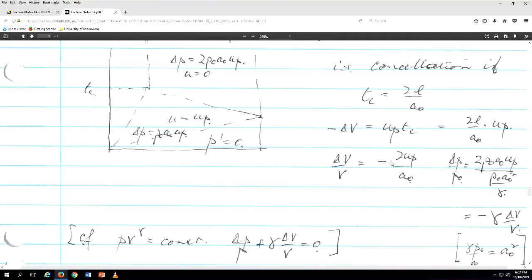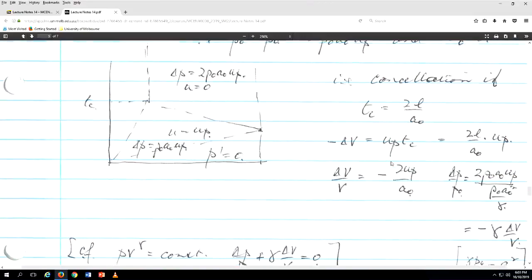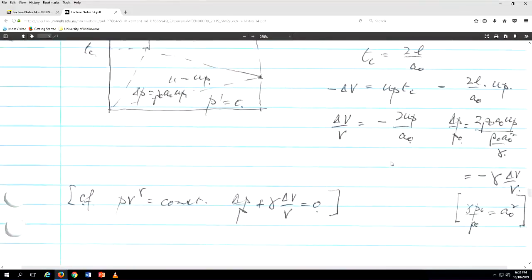So you'll know that for an isentropic compression, PV to the gamma is a constant. So if I take logarithms and differentiate, I get dP over P plus gamma delta V over V is equal to 0 for small quantities when I differentiate. So that says that the gamma, I've worked this out.